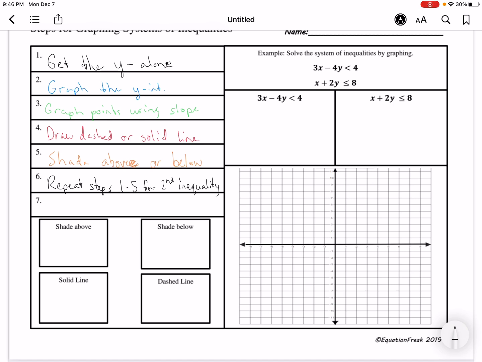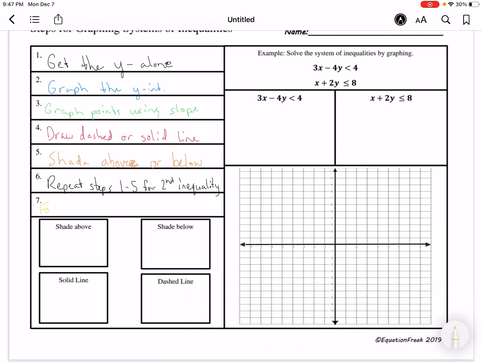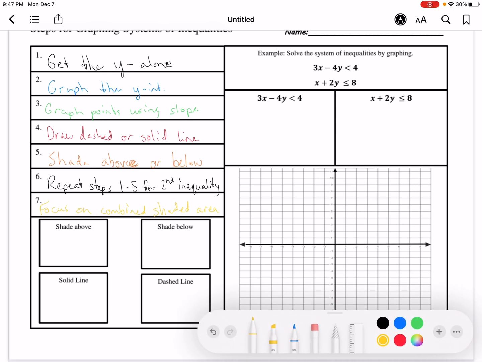So we're going to do the same thing we just did with the first inequality. We're going to go back and repeat that process for our second inequality. And then step 7 is we're going to focus on combined shaded area. So those are our 7 steps.